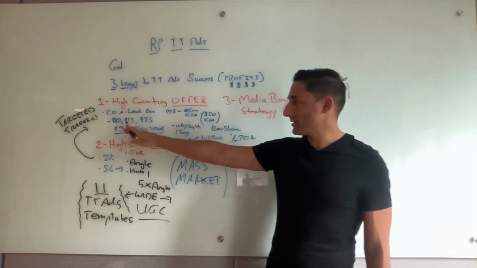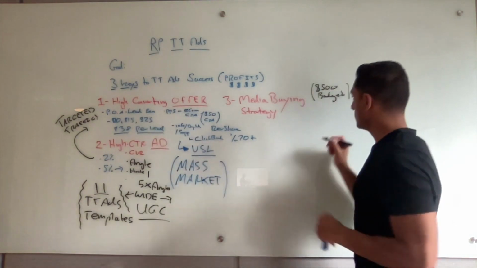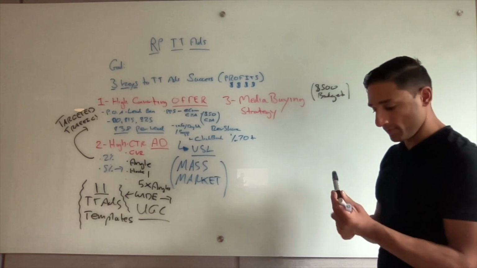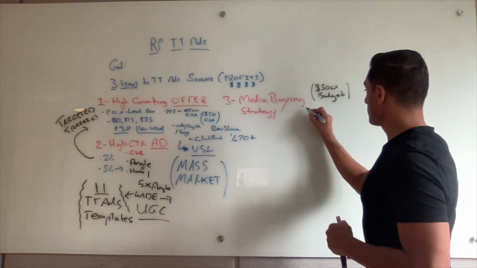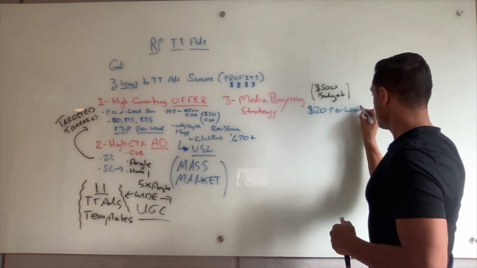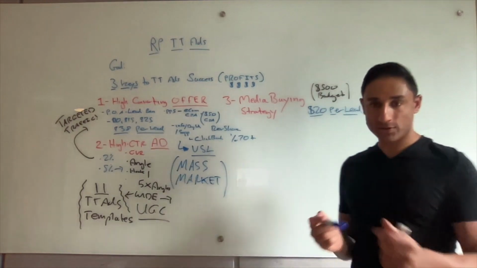So I'm going to keep it at, let's say we're getting $20 per lead, okay? The offer will be in blue. Let's say $20 per lead. So this is the offer we're promoting. I'm going to pay $20 per lead.